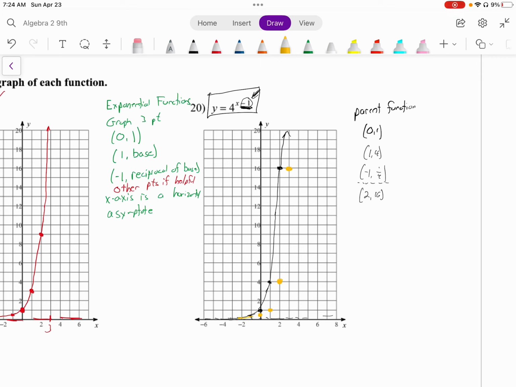Even the asymptote can get moved right 1, although moving a horizontal line to the right 1, it doesn't look any different. And so the yellow is our solution.